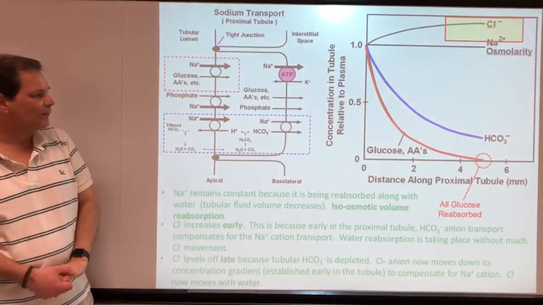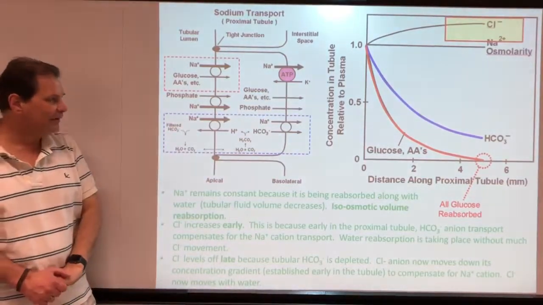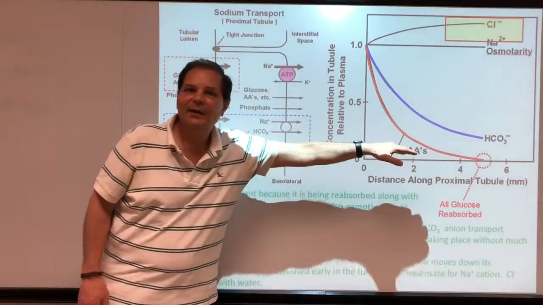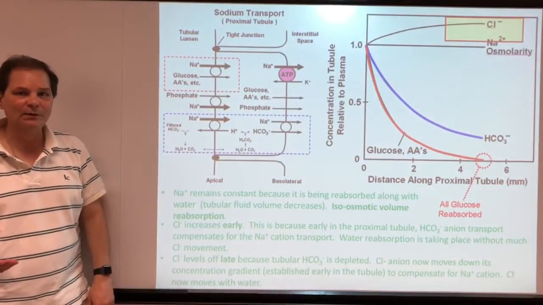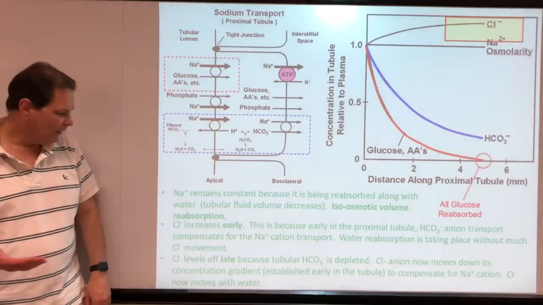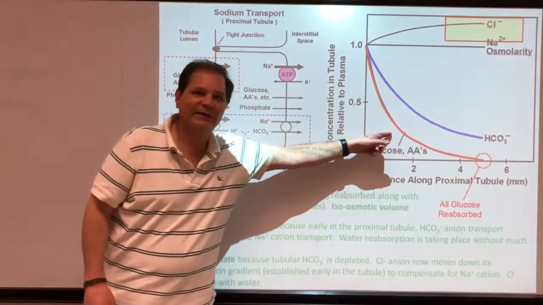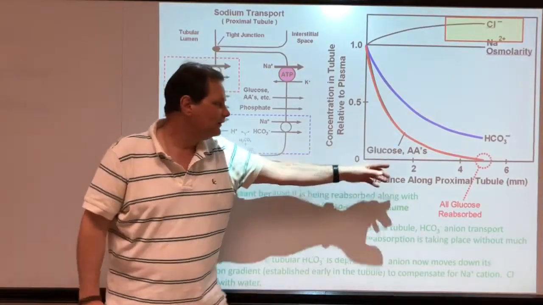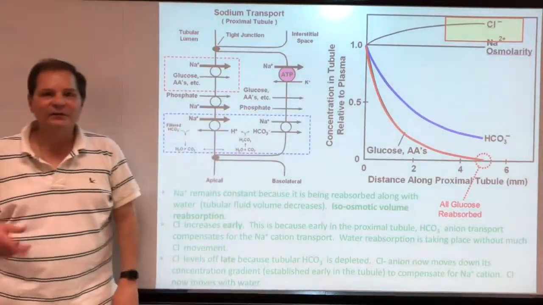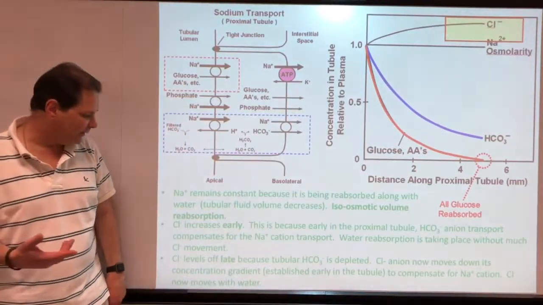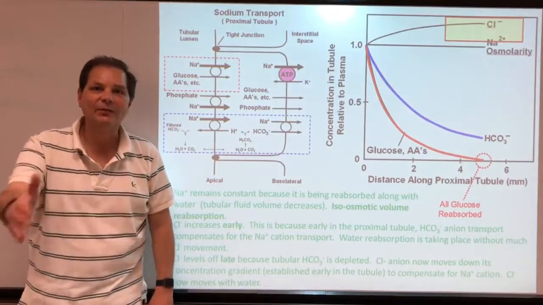Later, along the proximal tubule, the chloride levels level off. This is because we've gotten bicarb so low that it's hardly being transported anymore. Because the bicarb has been transported out farther along the tubule, now chloride starts to move and follow the sodium. So chloride is now moving out along with the sodium and the water.